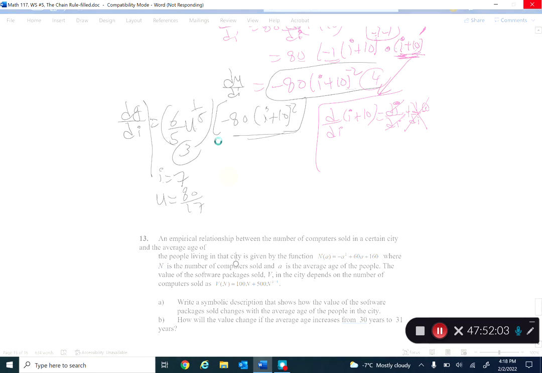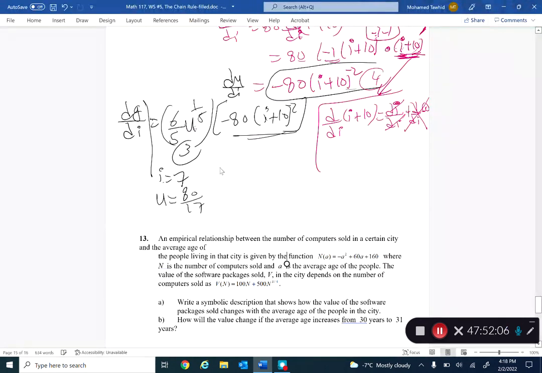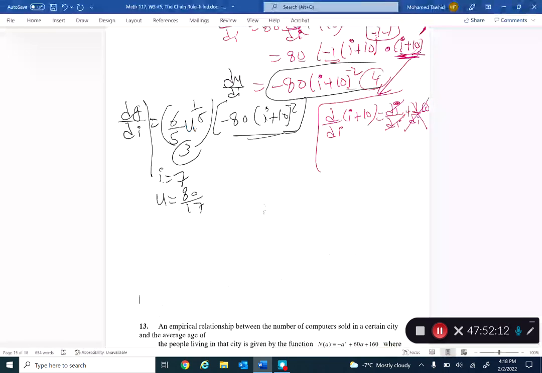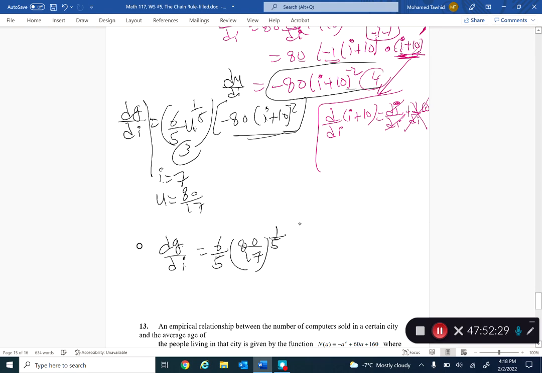So I go back here and just replace I by 7 and u by 80 over 17. Then you are able to get dG, the change of the government spending with respect to the inflation rate. So what do you have? You have 6 over 5 times u, which is 80 over 17 to the power 1 over 5, and here negative 80 times I, which is 7 plus 10 to the power negative 2, close the bracket. I just use technology here: negative 80 times 17 to the power negative 2.